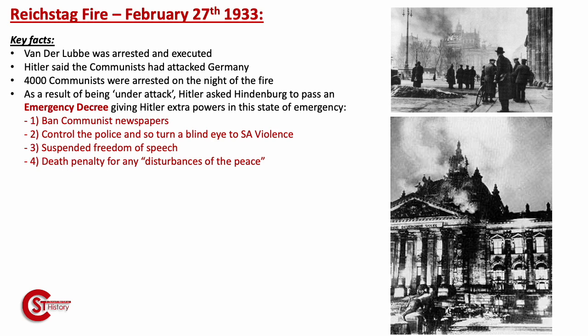Number two, he's going to be able to control the police, and so therefore, cynically, they could turn a blind eye to SA violence. So the brown shirts may be killing communists, or whatever they're doing, they are going to control the police. Number three, all freedom of speech is suspended for everybody, but we know what that really means, don't we? And number four, and this is important, the death penalty for any disturbances of the peace. Now, again, who decides what a disturbance of the peace is?